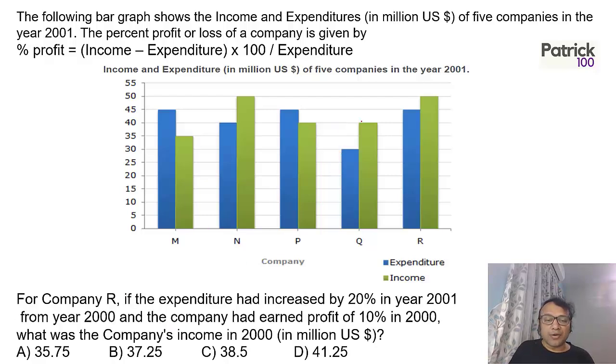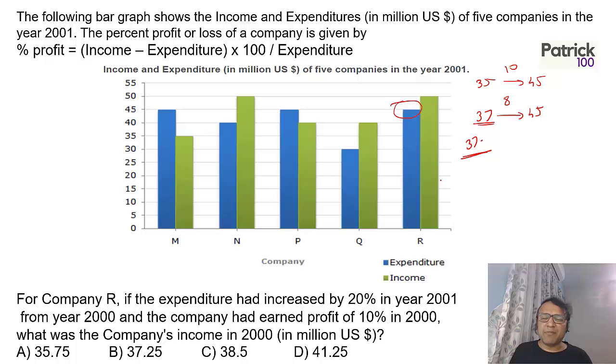For company R, if the expenditure increased by 20% in 2001, so this 45, which is their expenditure, is 20% more than last year. So we need last year's expenditure. Let's approximate. If I take 35 to 45, an increase of 10 out of 35 is much more than 20%. But if I take 37 to 45, an increase of 8 is approximately 20%. So it will be 37 point something, slightly more than 20%. So 37 point something will be the expenditure approximately.